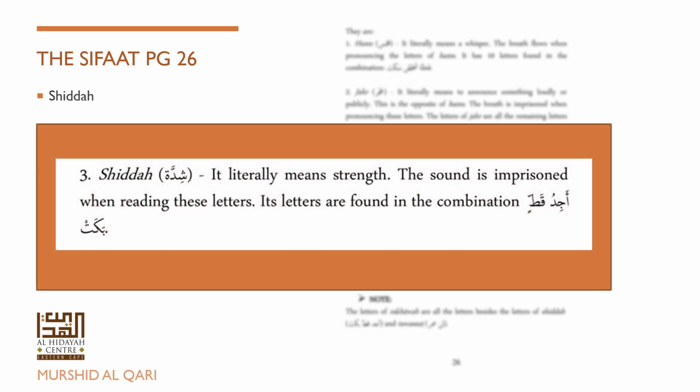Number 3, shidda. Shidda. It literally means strength. The sound is imprisoned when reading these letters. Its letters are found in the combination ajidu qattin bakat. So if you notice the first two sifat, they have to do with the flow of breath. Now the third sifa, shidda, they're speaking about sound. It's something that we need to listen to. The sound is imprisoned when reading these letters. So the letters are ajidu qattin bakat.